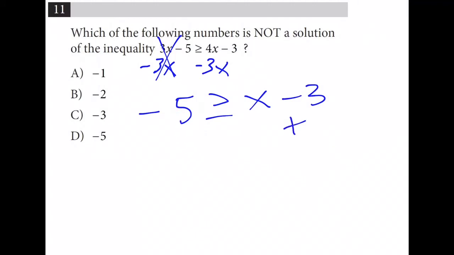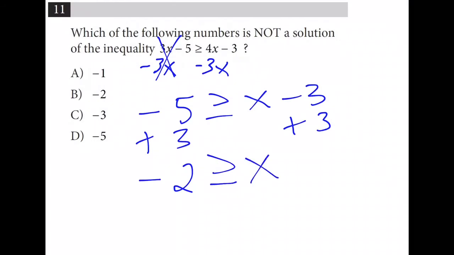I cancel that out by adding 3 to both sides. Be careful when you're adding to negative numbers. Remember, you're just getting closer to 0. So this gives us negative 2 is greater than or equal to x. Another way of saying that is that x is less than or equal to negative 2.